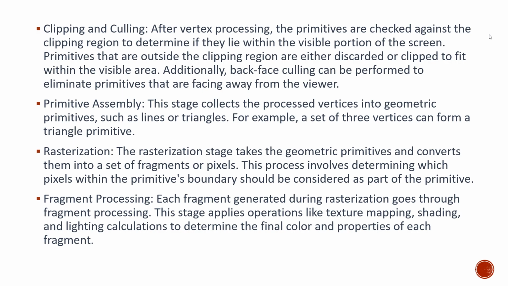Primitive assembly. This stage collects the processed vertices into geometric primitives such as lines or triangles. For example, a set of 3 vertices can form a triangle primitive.